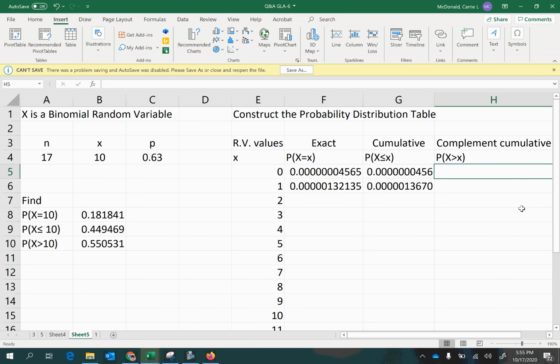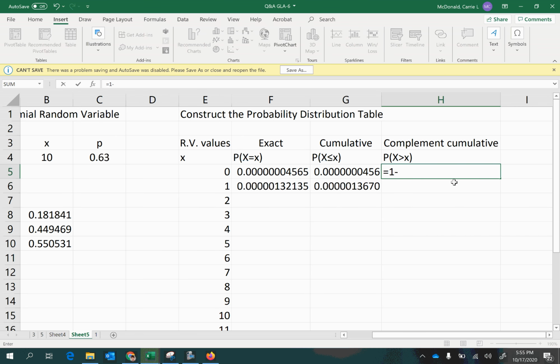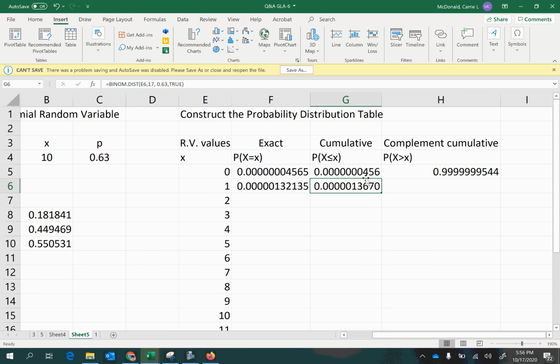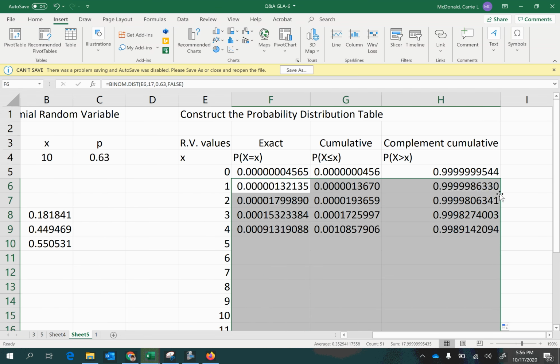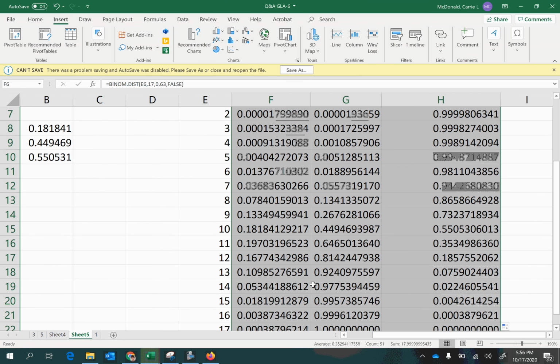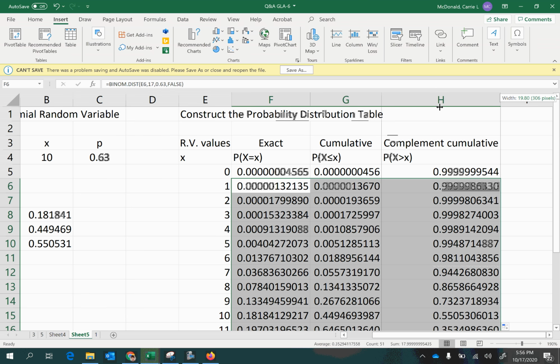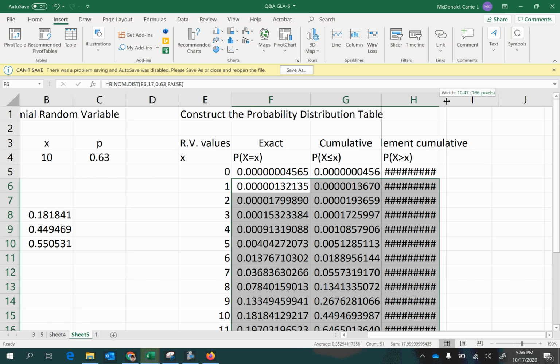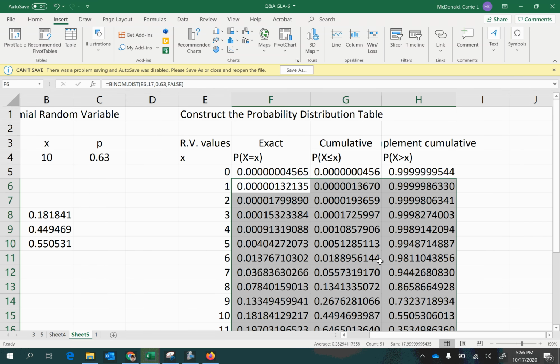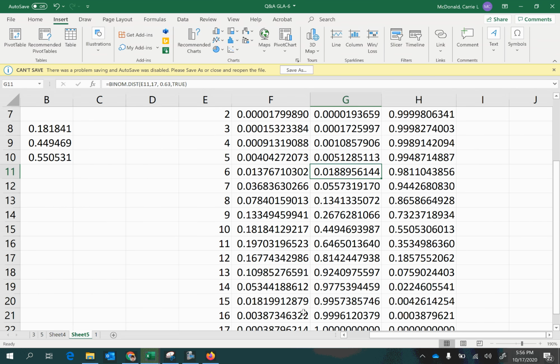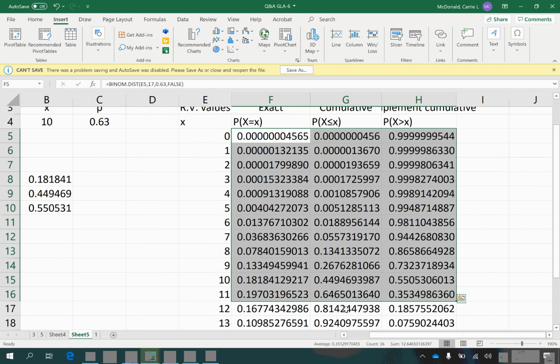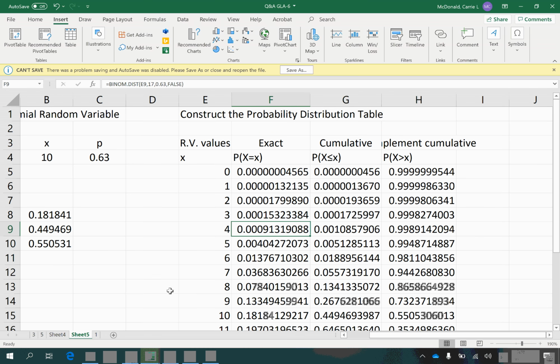Now this one, remember, is the complement, so 1 minus the cumulative probability, right? So you can see these two will always add up to 1. All right, so we're going to copy that down, and then we can actually just copy all of this down by double clicking. And so now we have our full table of probabilities.